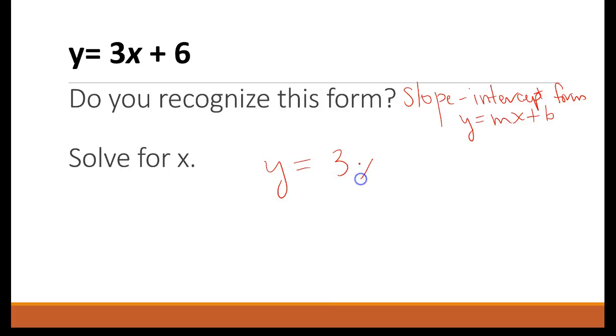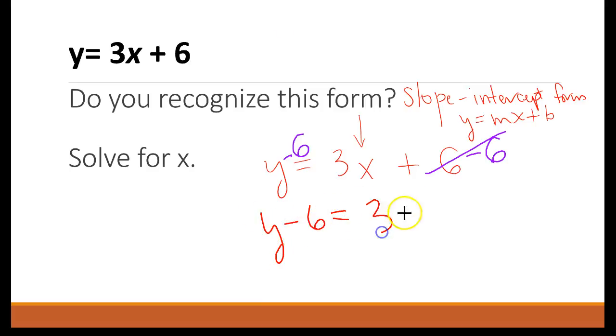We identify where our variable is. It's right here on the right side. So we want to get everything else on the left side. The first thing we're going to do, since there's a plus 6 there, is subtract the 6 from both sides. So 6 minus 6 is 0, and we're going to have y minus 6. So y minus 6 equals 3x.